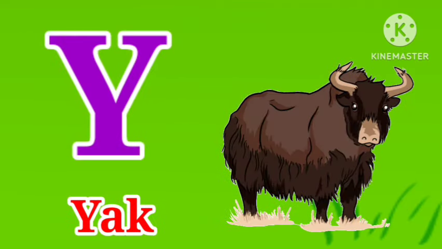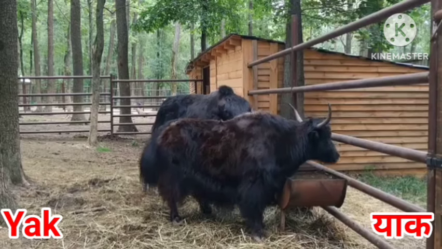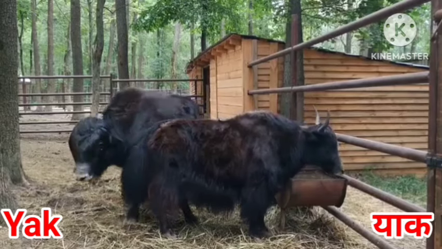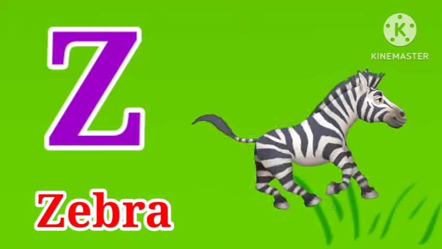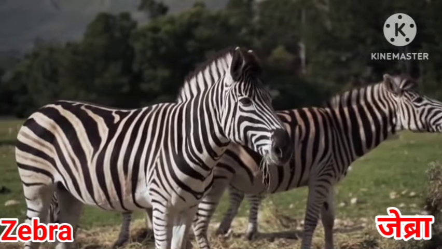Y for yak. Yak means? Yak. Z for zebra. Zebra means? Zebra.